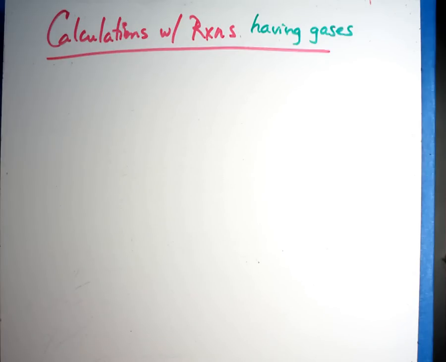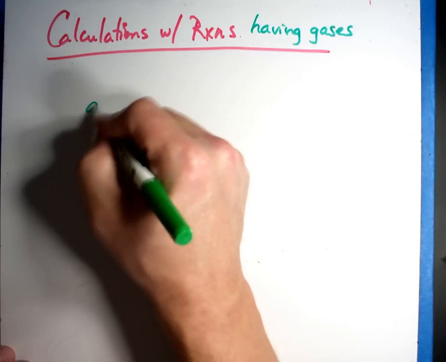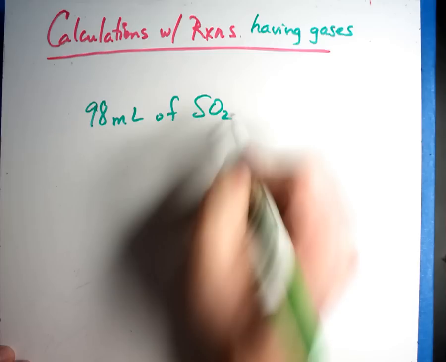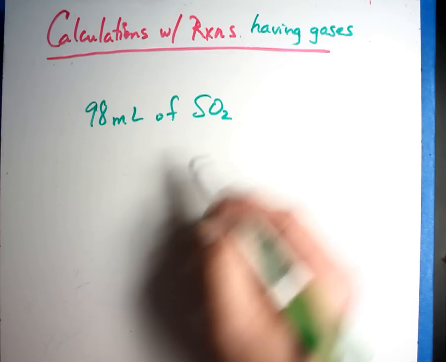Alright, in this video we're going to put it all together: calculations with reactions having gases. So let's play around a little bit with the information that we have and see what we get. Let's take a question like this. A reaction produces 98 milliliters of SO2 at STP.